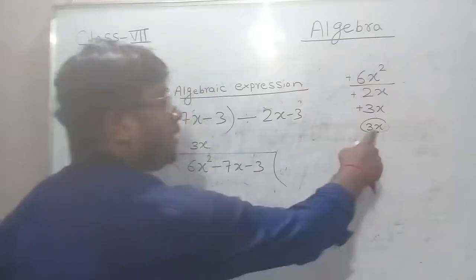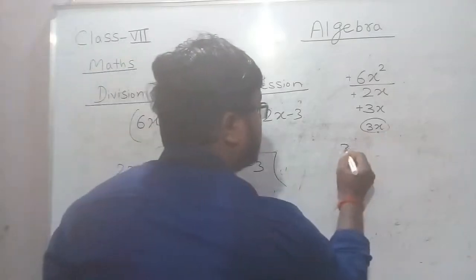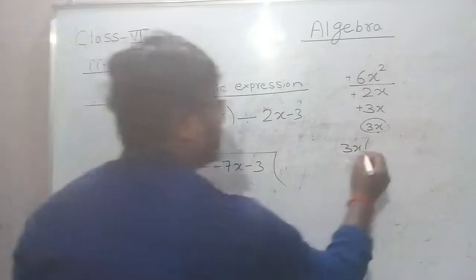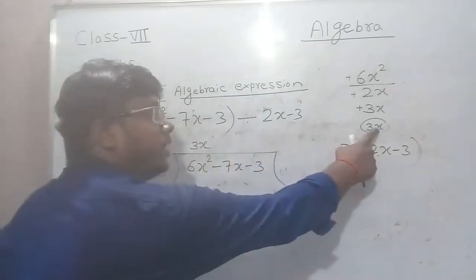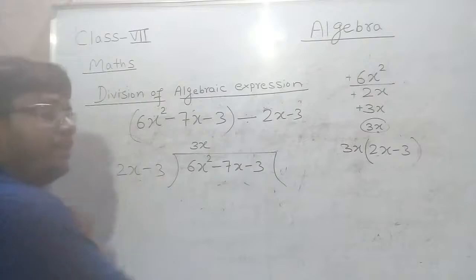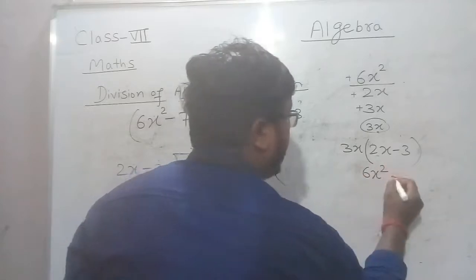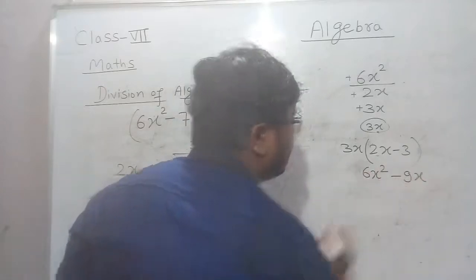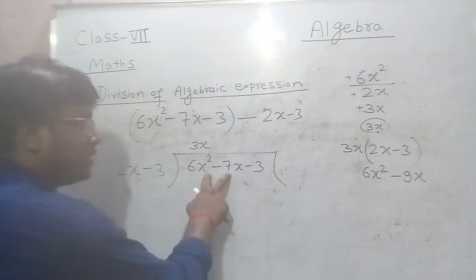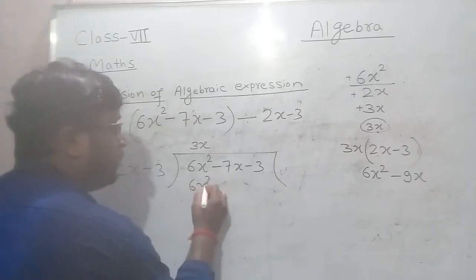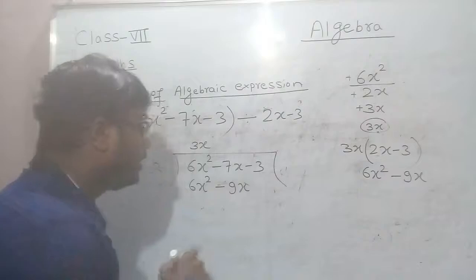Now this 3x is multiplied with the whole divisor, 2x − 3. So 3 times 2 is 6x², and 3 times −3 is −9x. We write what we got just below the dividend: 6x² − 9x.